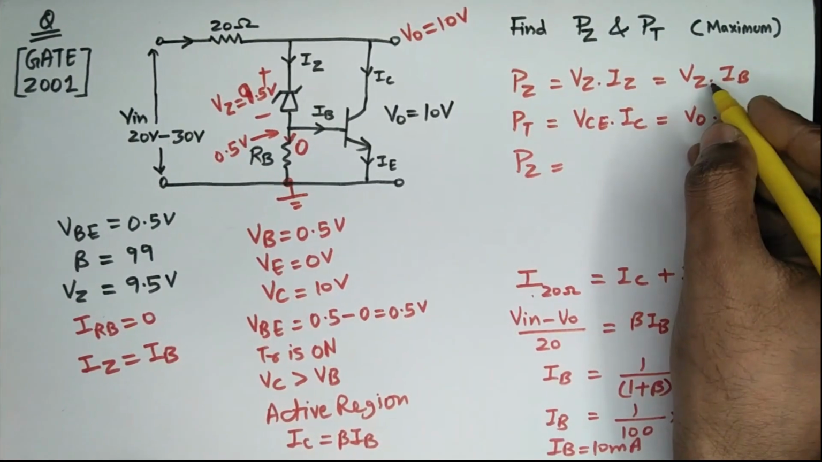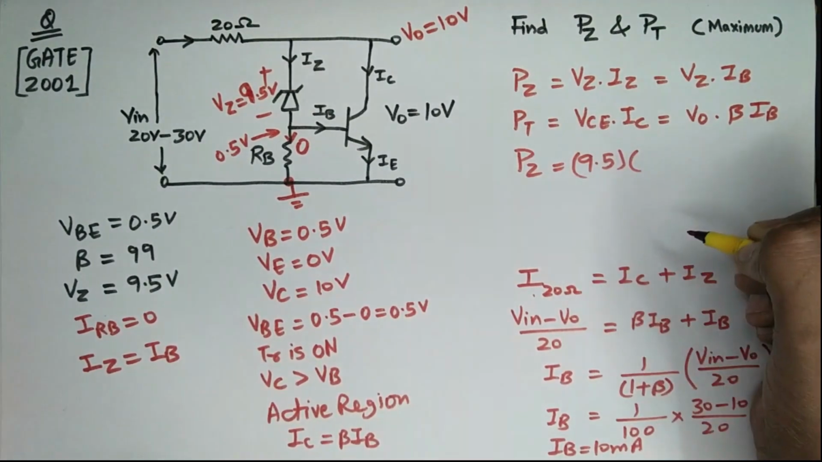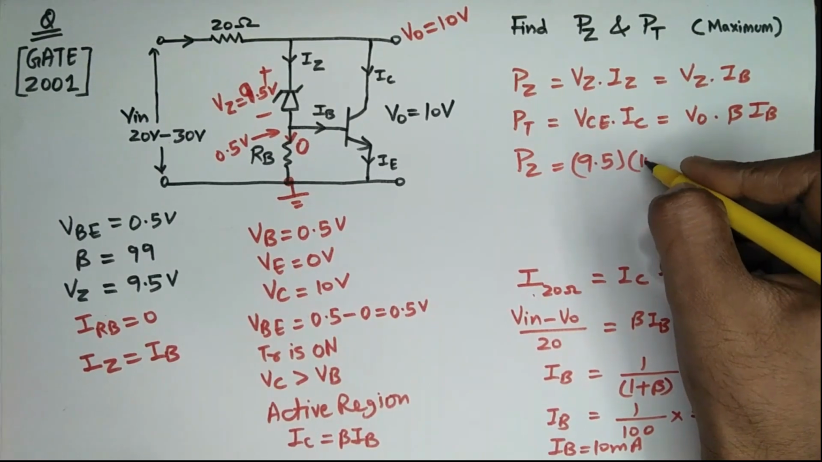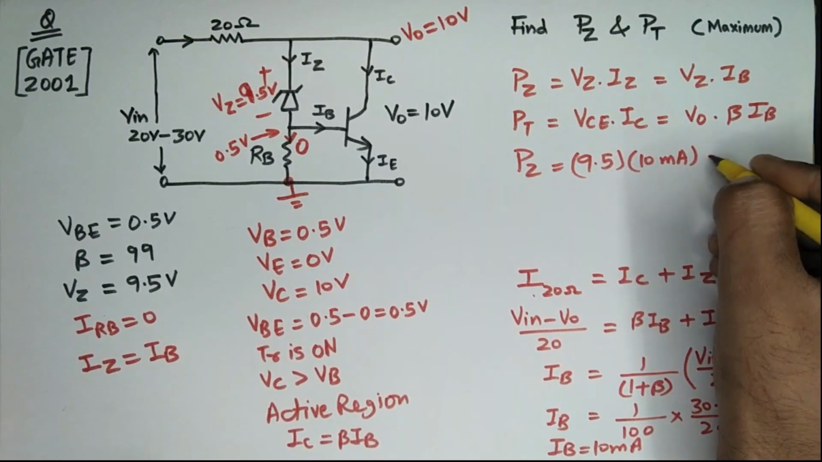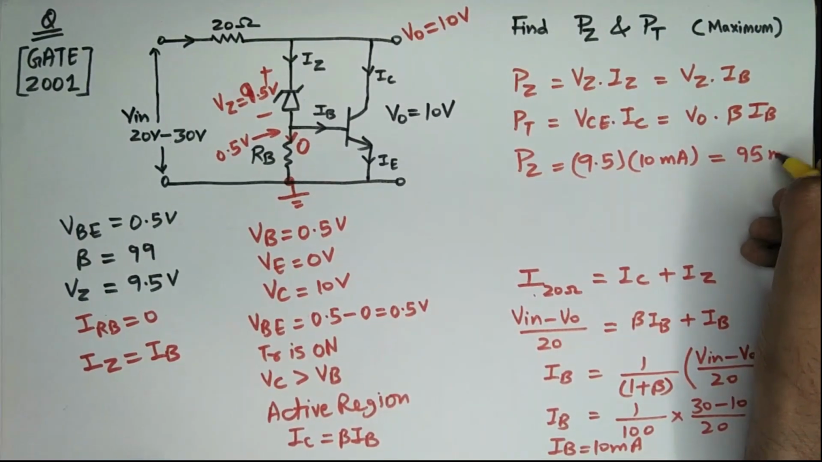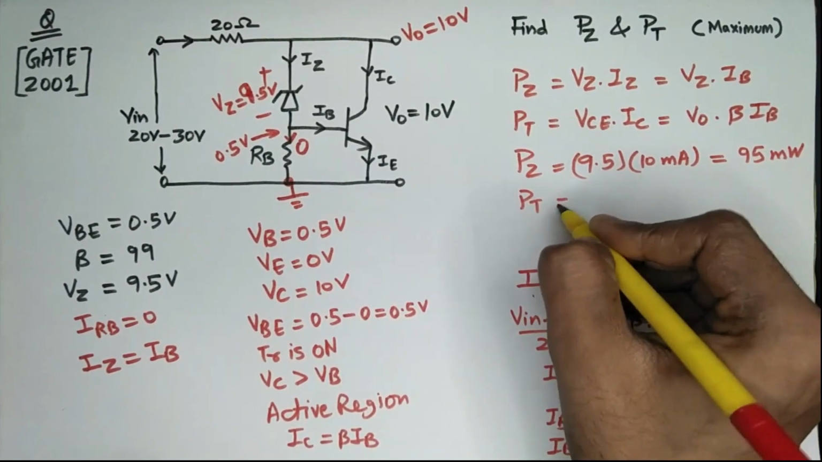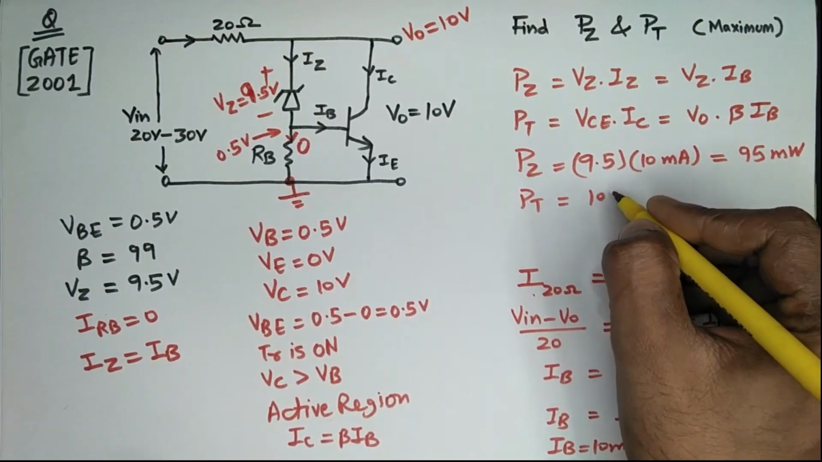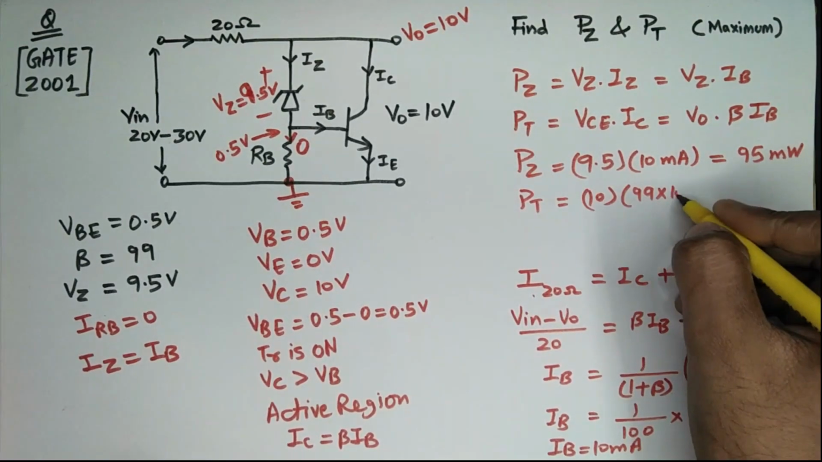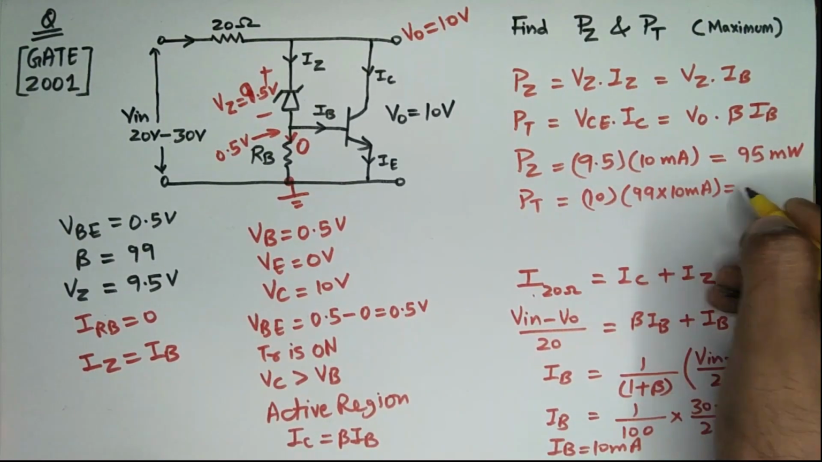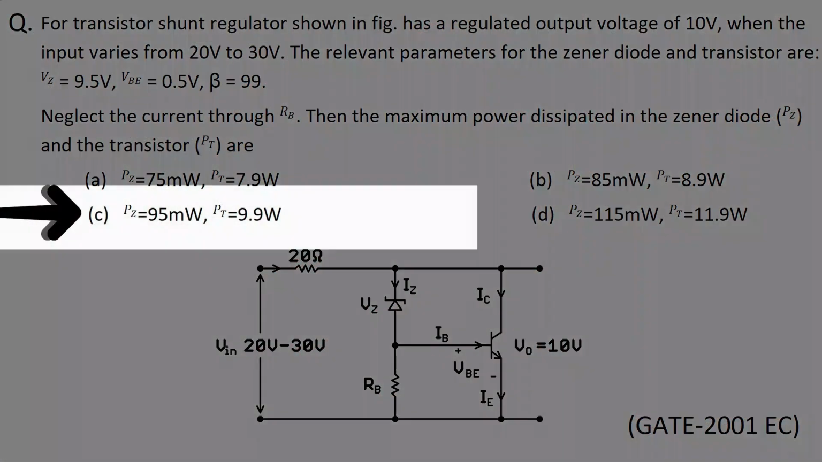Now PZ is equal to VZ, which is 9.5 volt, times IB, which is 10 milliamps. We will get 95 milliwatt of power through the Zener diode. And PT will be VC, which is 10 volt, times beta, which is 99, times IB, which is 10 milliamps, and we will get 9.9 watt. We got C as the correct option.